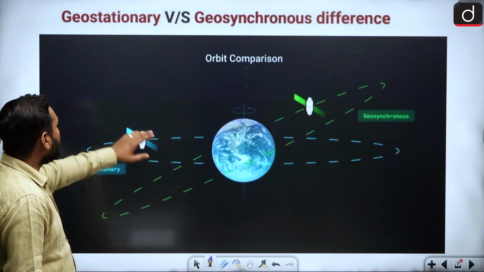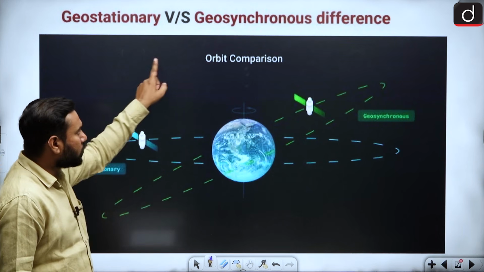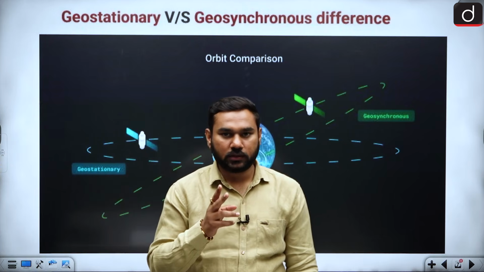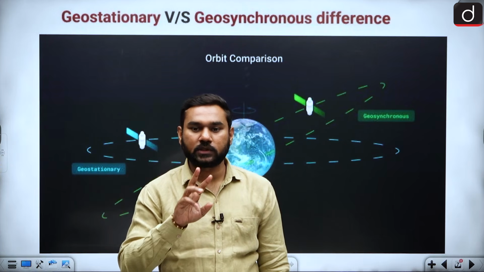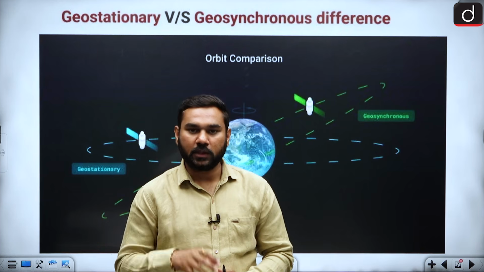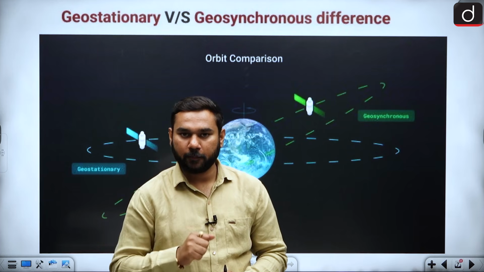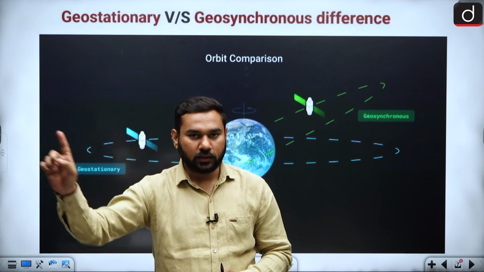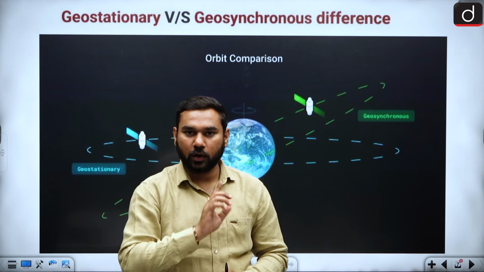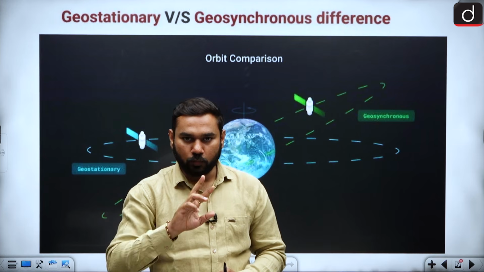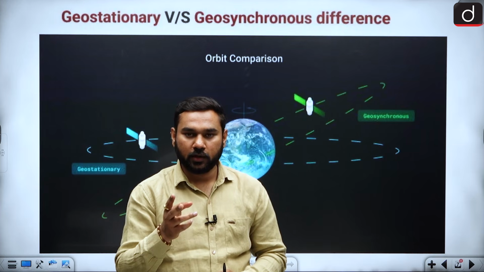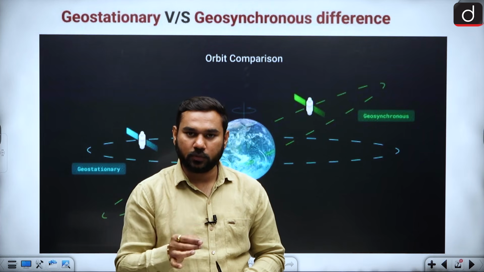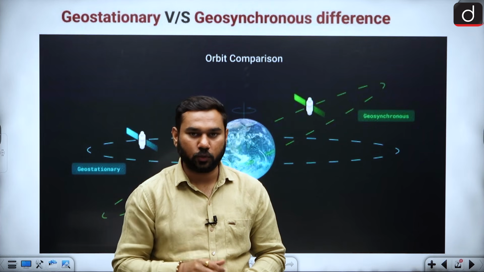In this part, we are going to talk about geostationary versus geosynchronous. Now you know what I mean by synchronous. The word synchronous means similar in time period, meaning the revolution time is always the same. Earth rotates on its own axis in 24 hours, and the satellite also moves around Earth in 24 hours. So both have the same rotational time period, and we can say they are synchronous to each other. This synchrony is possible only at a height of 36,000 kilometers.